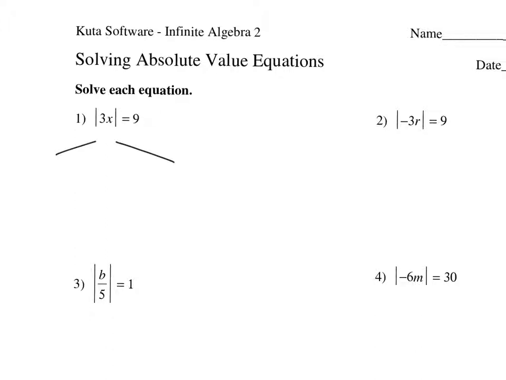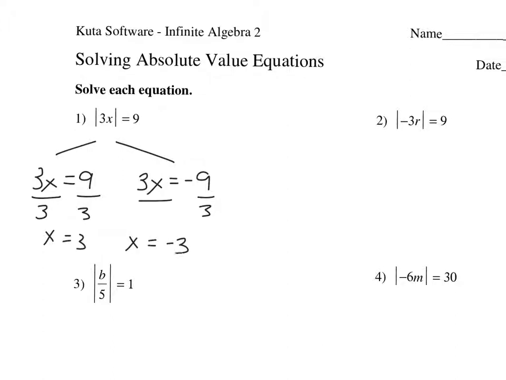So remember, when you're solving these types of equations, you'll just set one equal to the number on the right-hand side, and then one equal to the opposite of the number on the right-hand side. So it would be 3x equals 9 and 3x equals negative 9. All you'd have to do is divide by 3 here on both equations, and you get x equals 3 and x equals negative 3, and those would be your two answers to this absolute value equation.